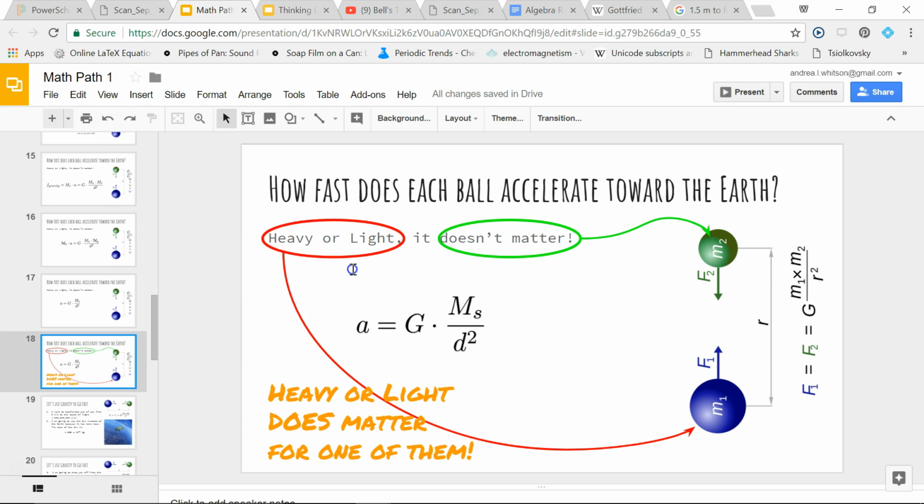Now, when I say heavy or light, it doesn't matter. That means it doesn't matter for my volunteer. It doesn't matter for the 2 balls I'm dropping on Earth. It does matter for one of them. I'm measuring these things relative to a frame of reference, and the frame of reference right now is the sun. If I drop the heavy and the light ball on the moon, they will both fall towards the moon at the same acceleration, but that acceleration will be different on the moon than it is on the Earth, and it's different near the sun than it is on the Earth. So when I say heavy or light, I mean considering 2 objects that I'm dropping towards the same object. Heavy or light does not matter.